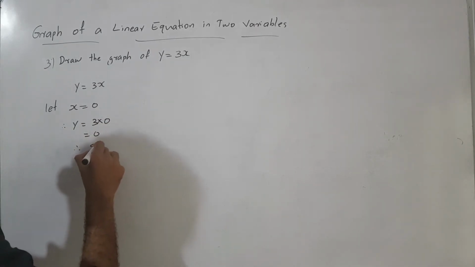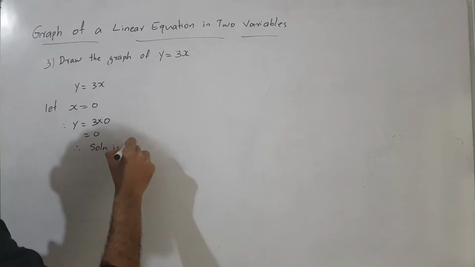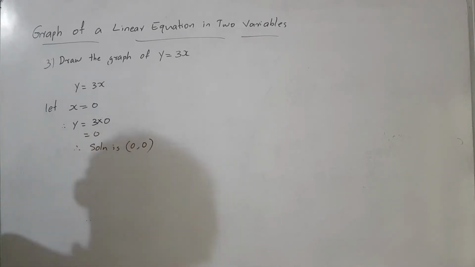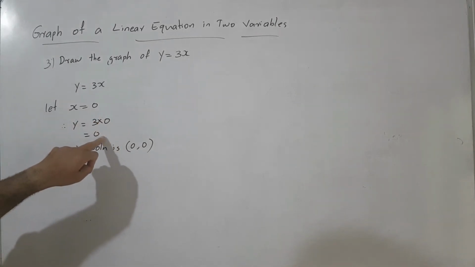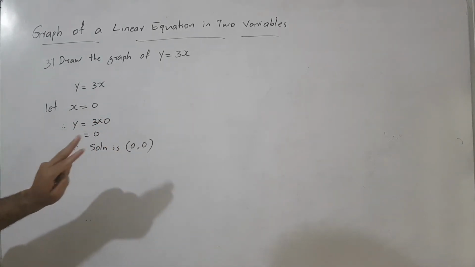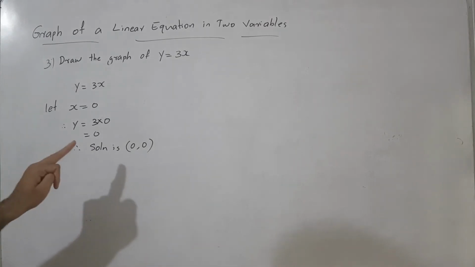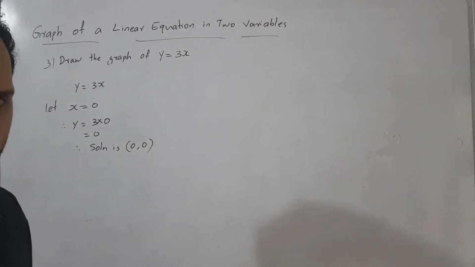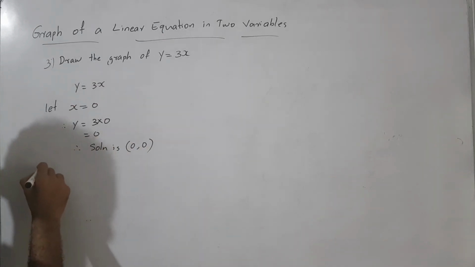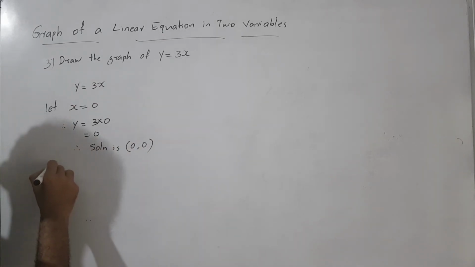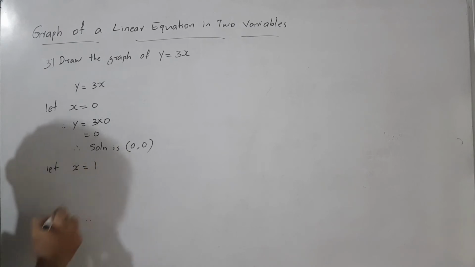Therefore, the solution is 0, 0. If we substitute the value of x here, then y also we got 0. So next time we don't choose the value of y as 0. Okay, then what is next? Next we choose any other value for x. Let x is equal to 1.